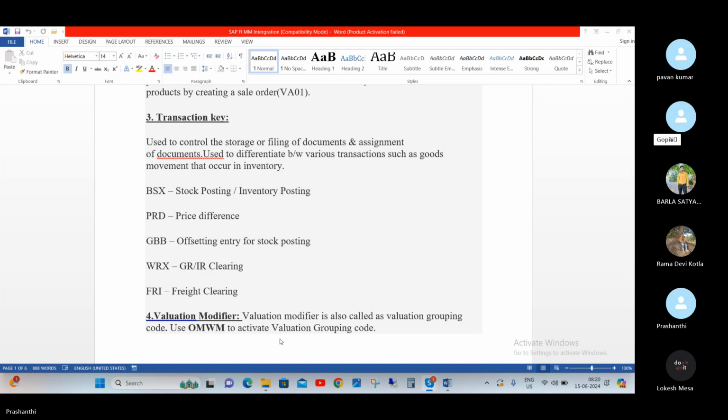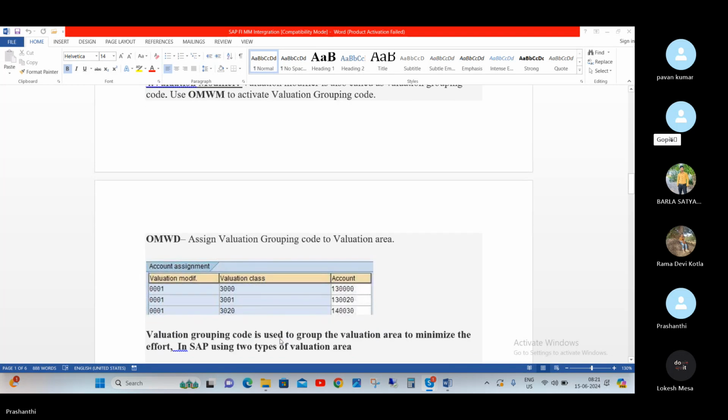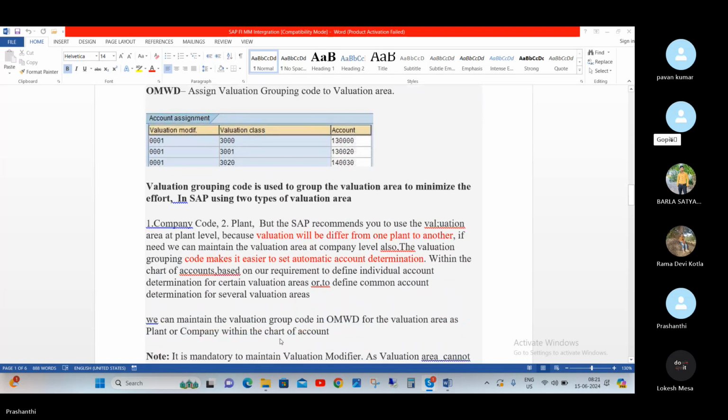And coming to the valuation modifier, just a few of the people explained it clearly, I think. So once again, we'll discuss valuation modifier. Valuation modifier is also called the valuation grouping code. So OMWM is to activate the valuation grouping code. OMWM assigns the valuation grouping code to valuation areas. Okay, this is the T-code. This is the output on the screen.